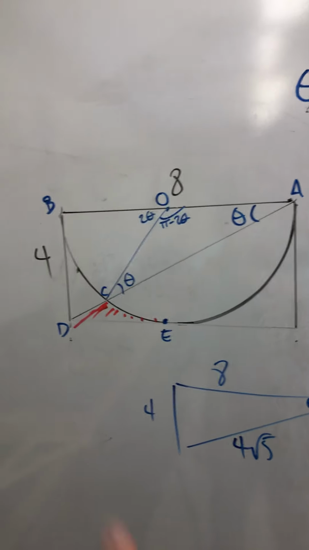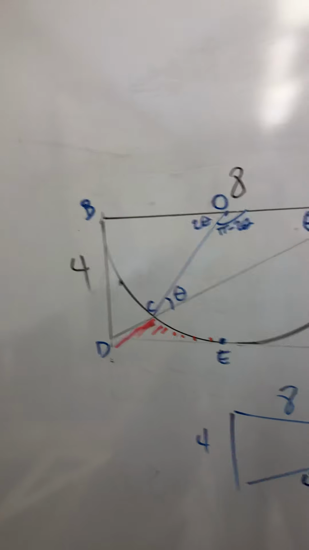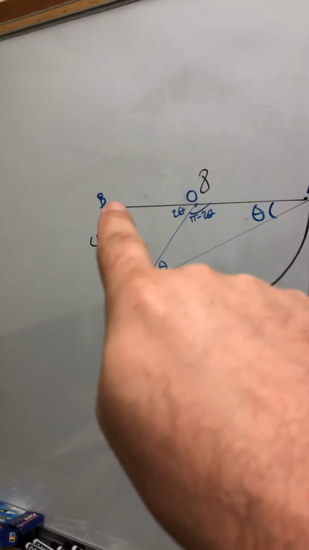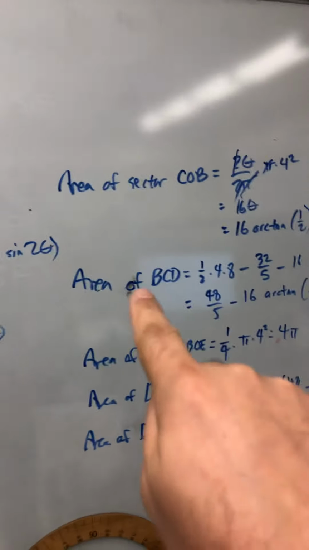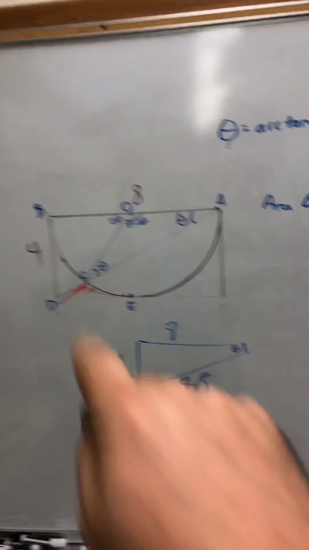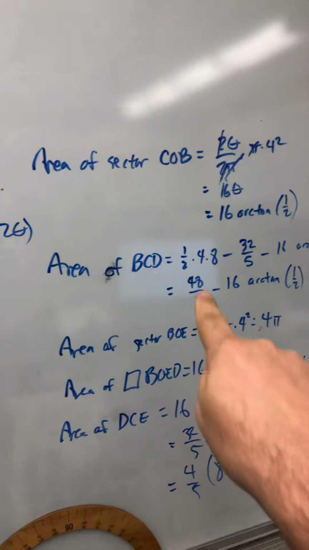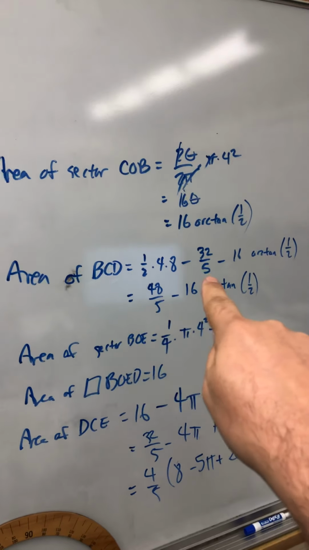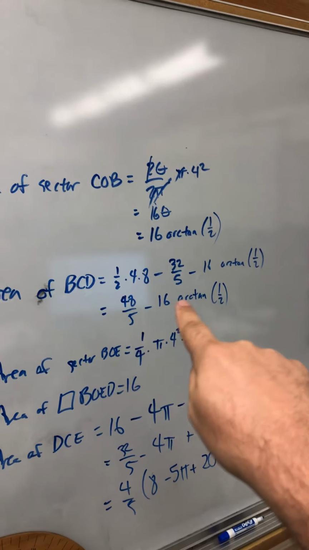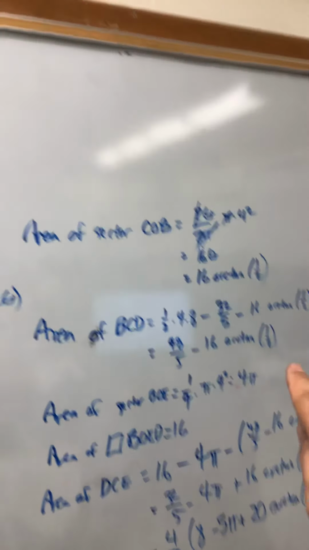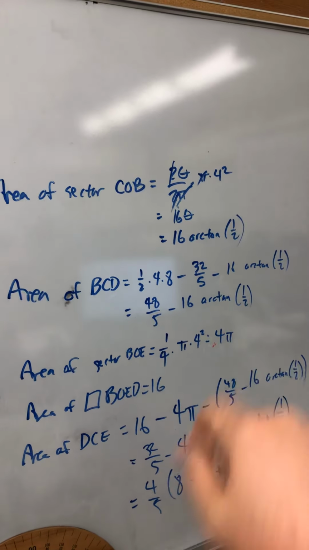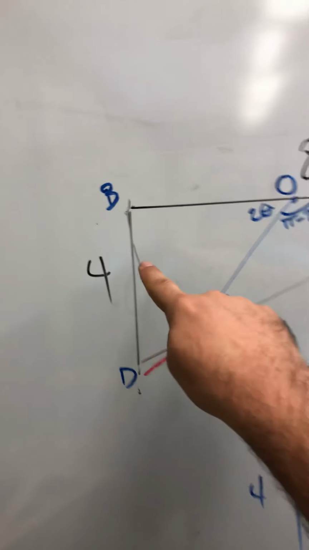And so now we can find the area of this little white wedge over here by taking this triangle and subtracting the two areas we found. I called that wedge BCD. So the area of BCD is the area of the triangle, the big triangle, BAD. Where'd it go? There it is. 1/2 times 4 times 8 minus 32/5, which is the area of the isosceles triangle AOC. Minus 16 arctangent 1/2, which was the area of the sector. And so what that represents, once you clean it up, 48/5 minus 16 arctangent 1/2, that represents this area here.